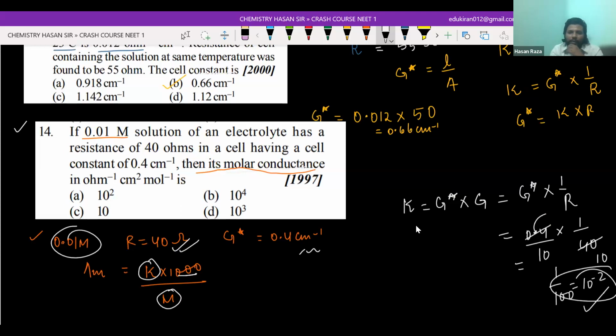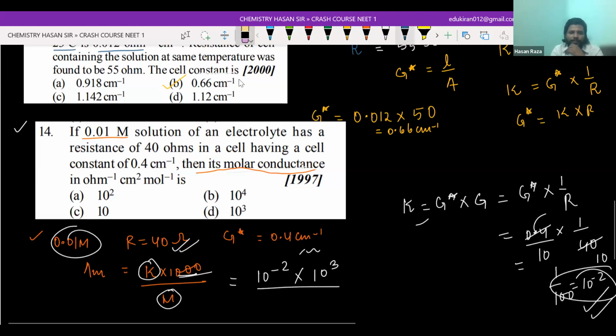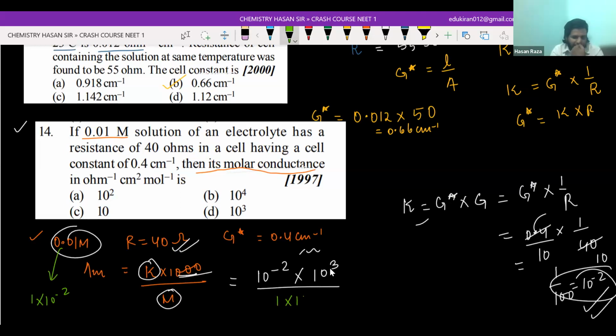This is the value of kappa, and I'm going to put it here as 10 raised to the power minus 2, and I'm going to write this 1000 as 10 raised to the power 3, upon molarity, which is given. What is the value of molarity? The value of molarity is given as 0.01. So 0.01 can be written as 1 into 10 raised to the power minus 2, right? So I'm going to write it as 10 raised to the power minus 2, and hence we are going to solve it.